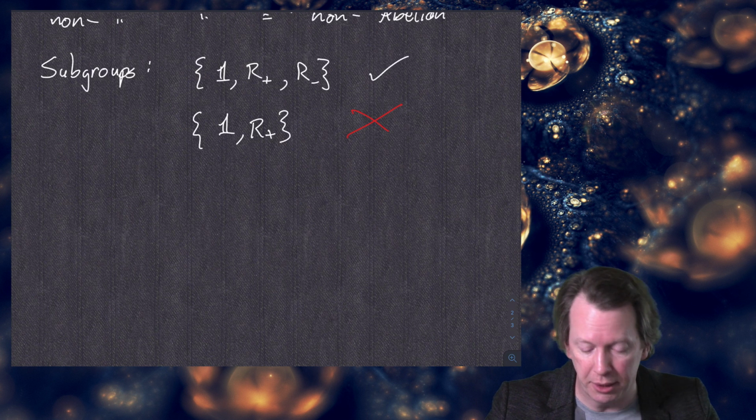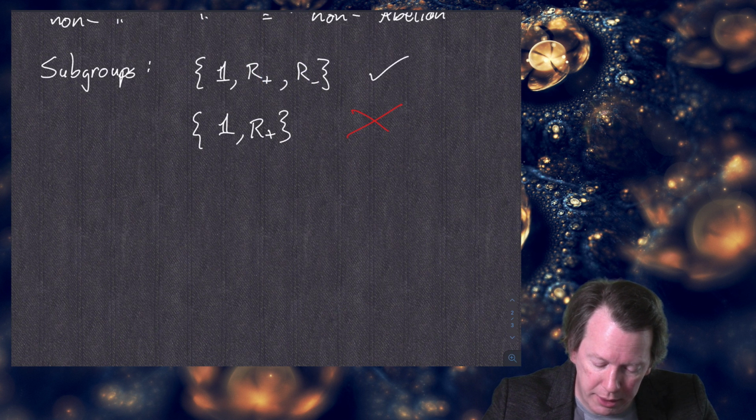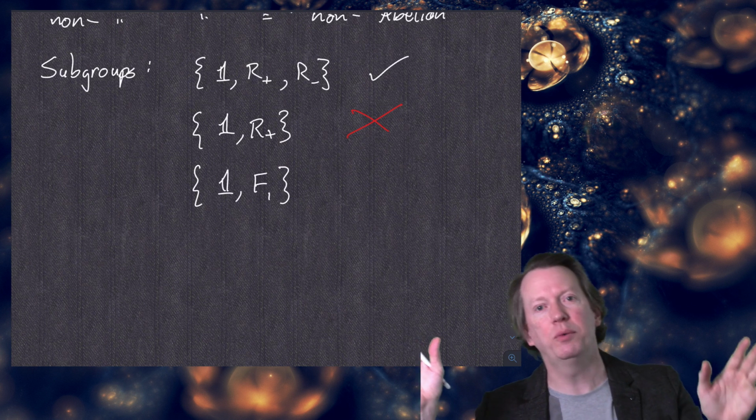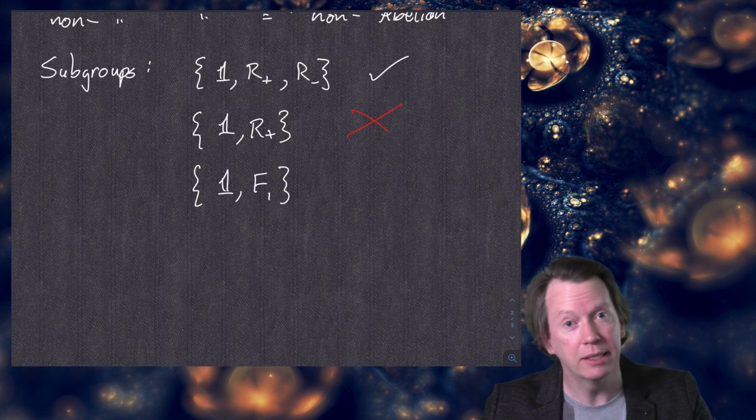It gives you r minus. There you go. Likewise, if you have just the identity and one of the flips, pick any one, f1, f2, f3, is this a subgroup?